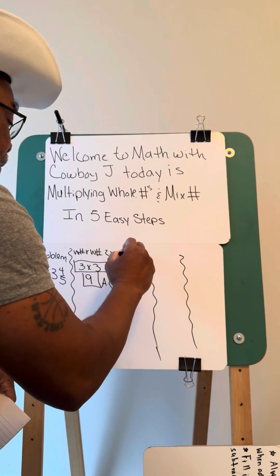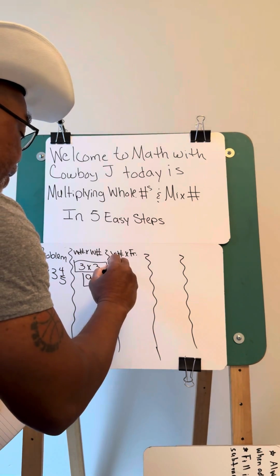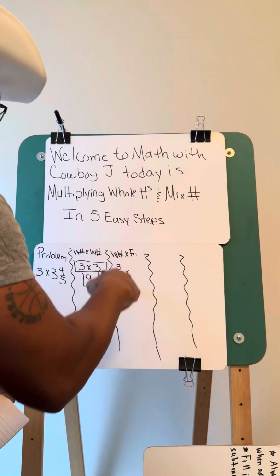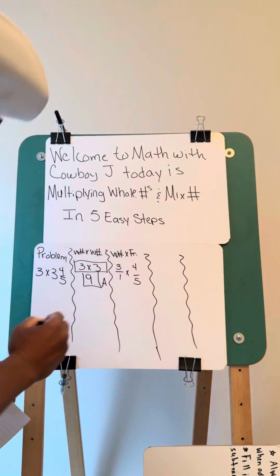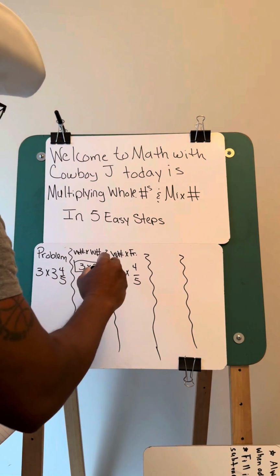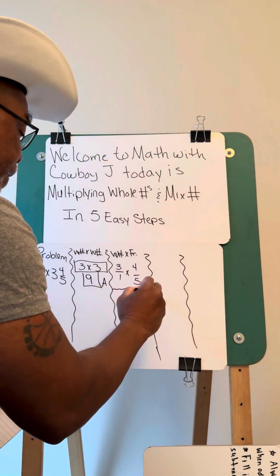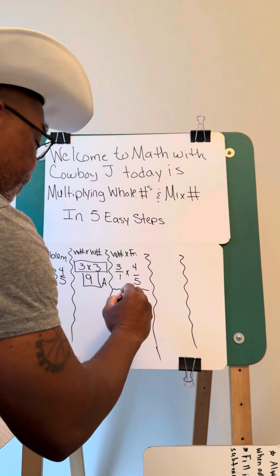Then next, we're going to multiply the whole number times the fraction. In this case, it's going to be 3, but we're going to write it with 1, which keeps the 3 still at 3, times 4/5. Once we multiply that, we're going to write our fraction down here, which gives us 12/5.